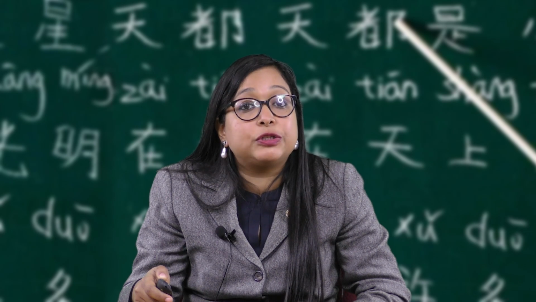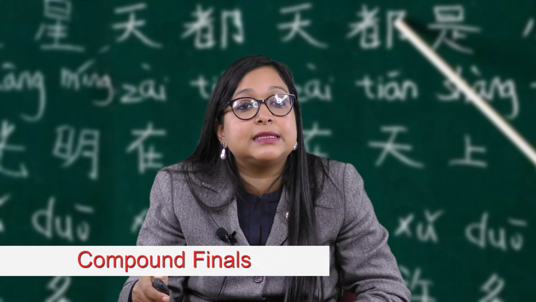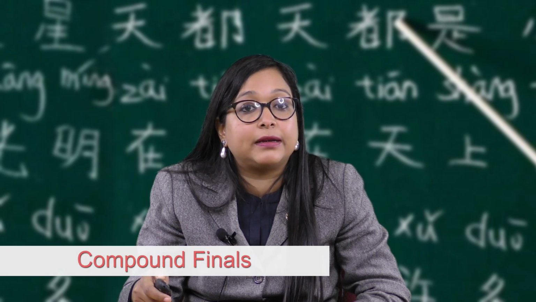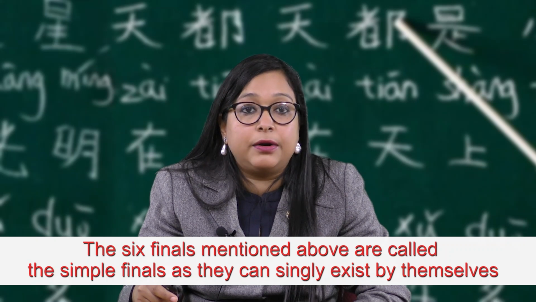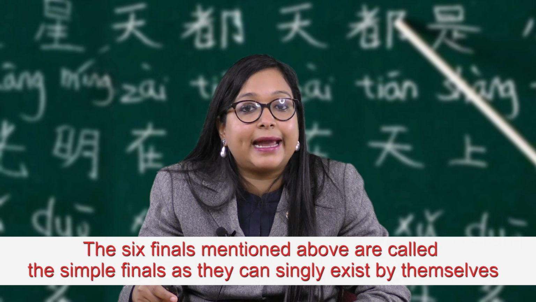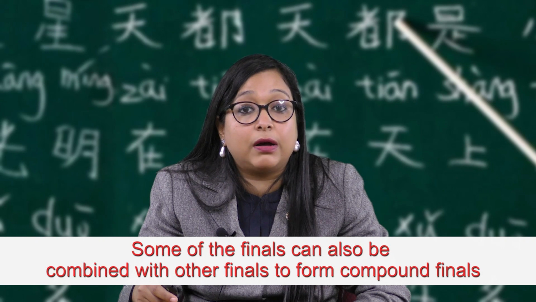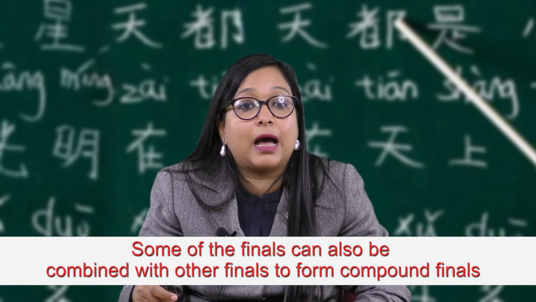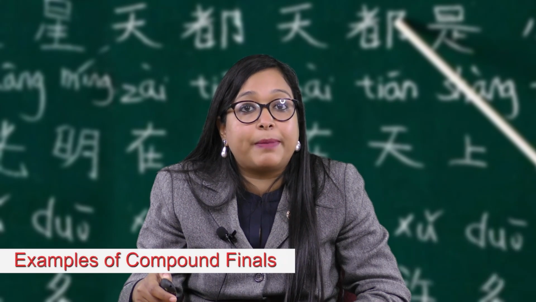Now we are going to come to compound finals. First, let's go through the definition of compound finals. The six finals which were mentioned earlier are known as the simple finals, as they can exist singly by themselves. Some of the finals, however, can also be combined with other finals, which form compound finals. Examples of compound finals are as follows.